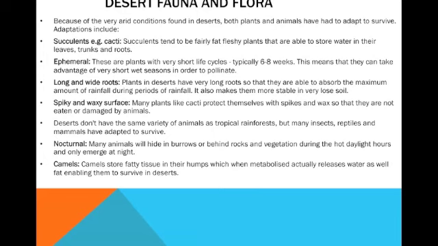Nocturnal animals. Many animals will hide in burrows or behind rocks and vegetation during the hot daylight hours and only emerge at night. Then they don't overheat.